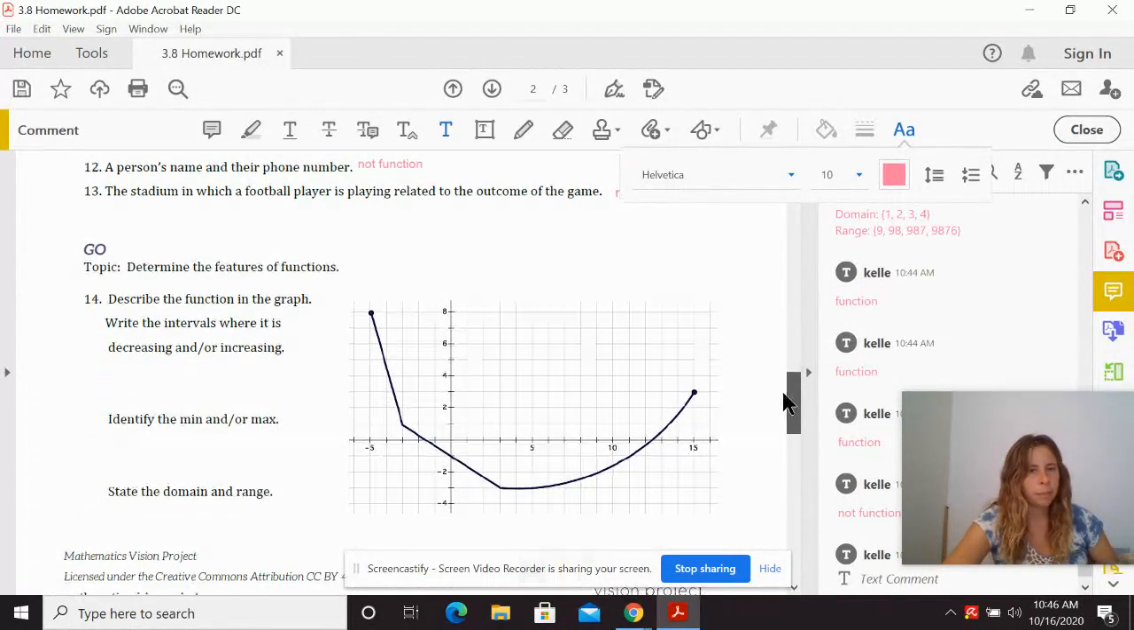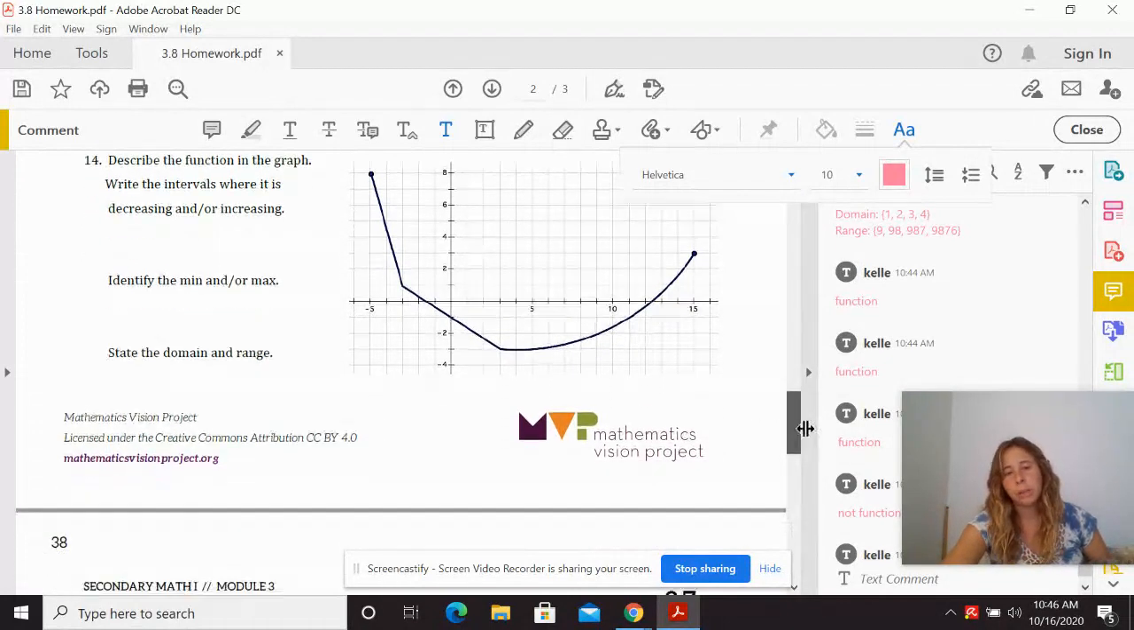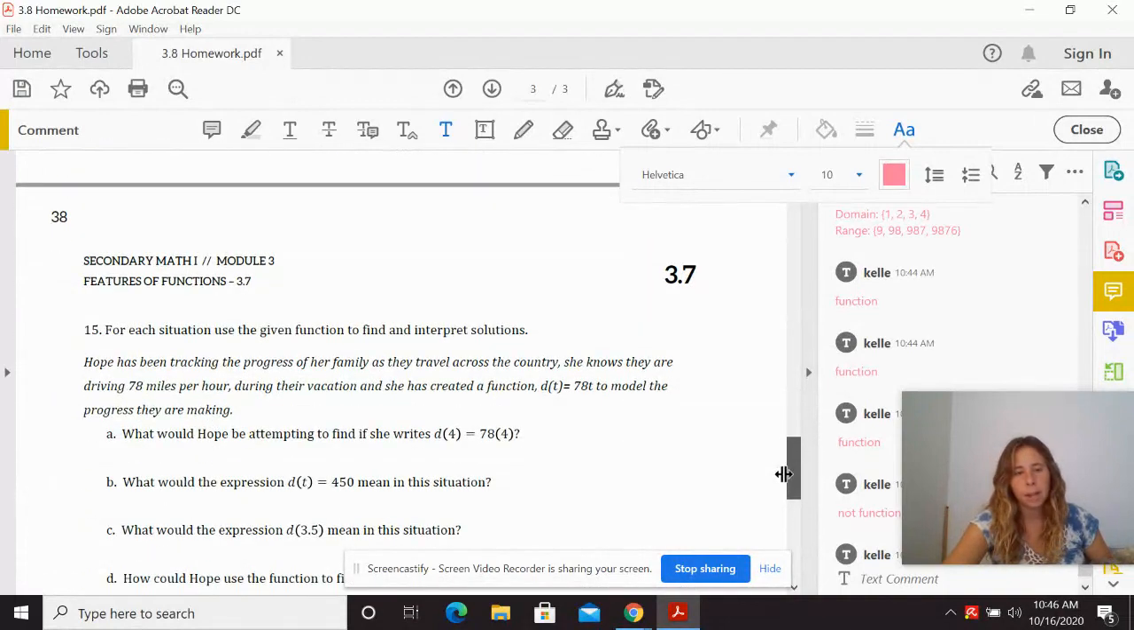Let me think. All right, and then 14, you're describing the function of the graph. So where it's increasing, decreasing, the min and the max, the domain and range. We've done that a lot. I'm going to let you do it. I have other homework help videos where I do that.